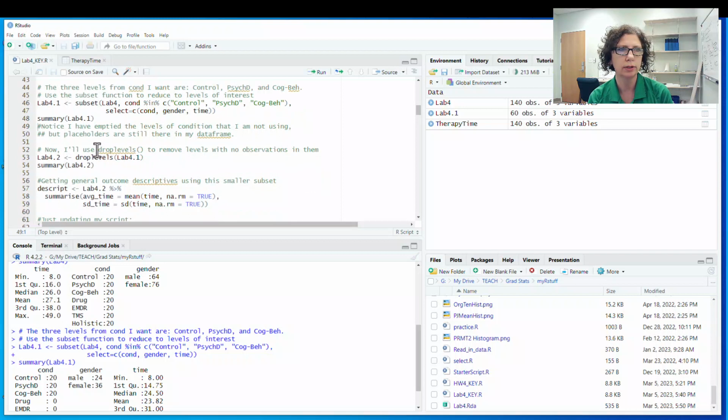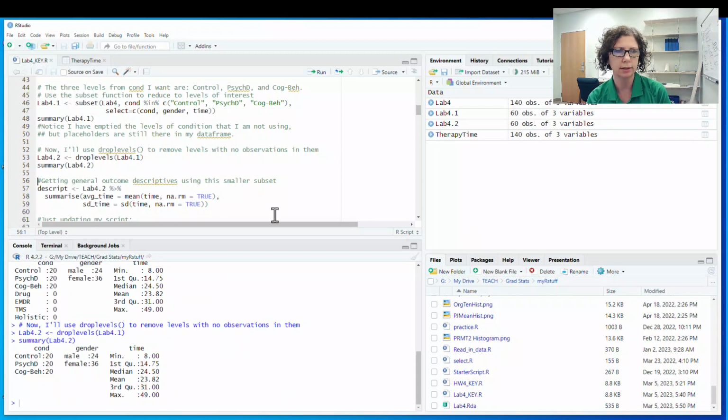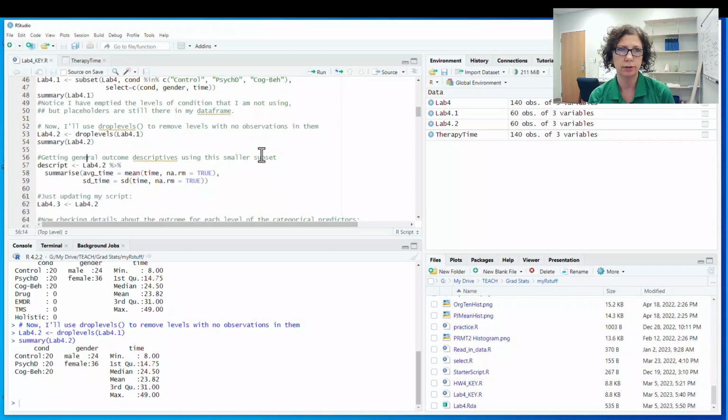So now I'm going to use a function called drop levels to remove the levels that have no observations in them. And I'll call it a new thing in the environment, Lab 4.2. So now let's take a look. I'm down to just the 3 I want, control, psych-D, and cog behavioral. Now I'm ready to move on to descriptives.